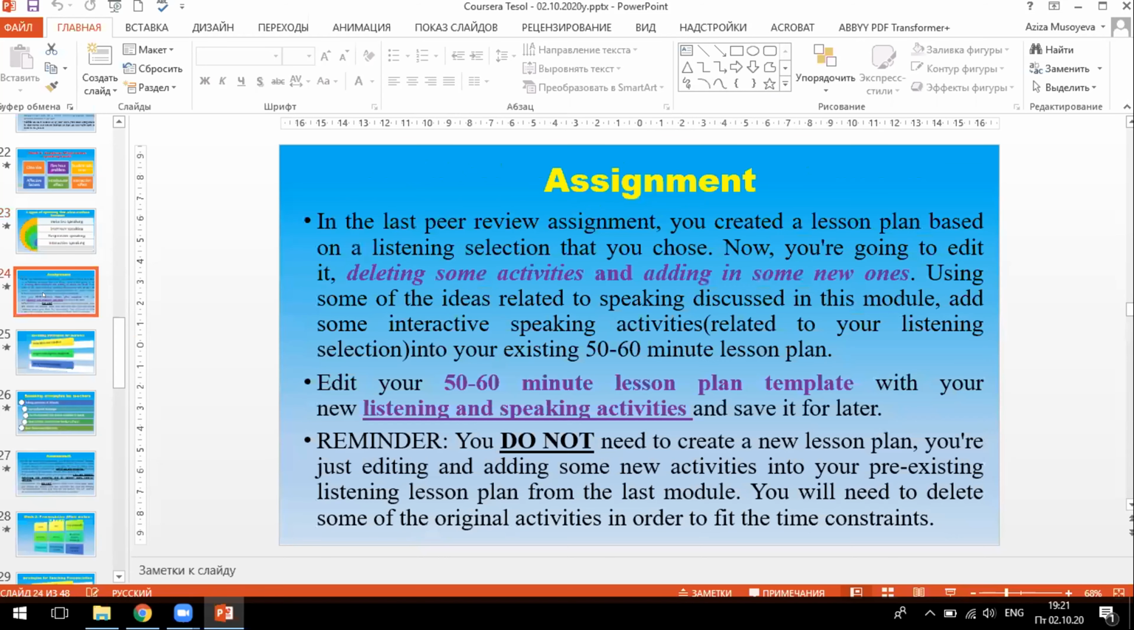So the assignment this week asks you to delete some activities in the lesson plans that you already did for your listening, and then add some listening and speaking activities. Again, they ask you to add some new listening and some speaking activities as well. So you don't need to create a new lesson plan this week. You just need to edit your lesson.